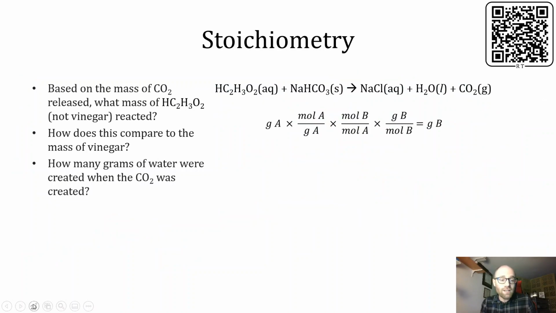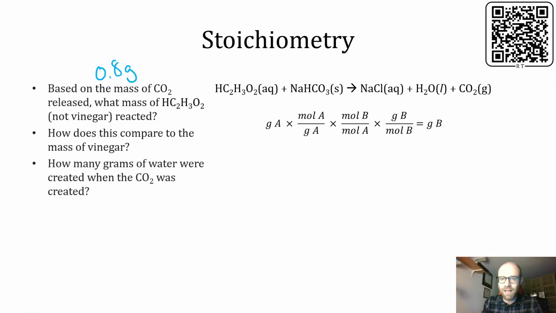But if you've gotten particularly solid with your dimensional analysis, you could actually handle the whole thing in one huge conversion, because the same canceling happens if you string a bunch of these conversion factors together. So let's look at a couple other problems here to see how this all relates. Based on that mass of carbon dioxide released, again, it's that 0.8 grams, we can do the whole process again and figure out the mass of acetic acid that was consumed in this process. And so we can relate that back.